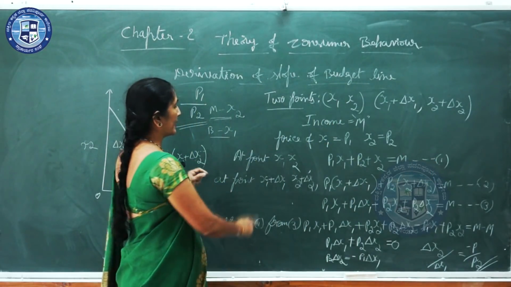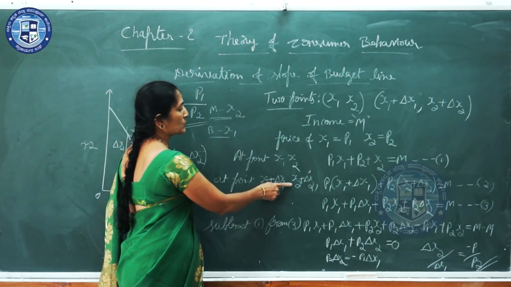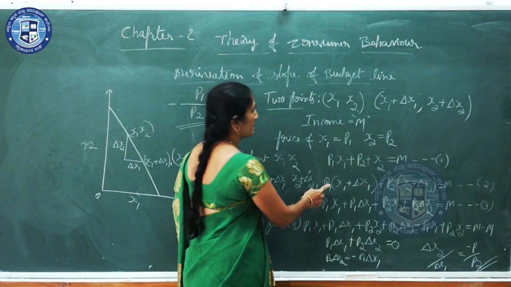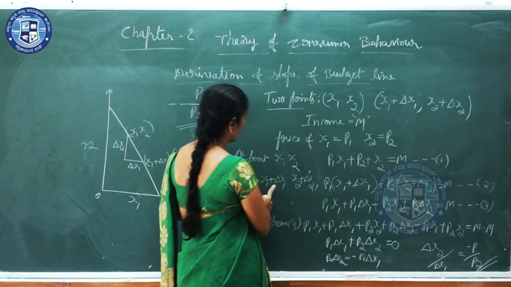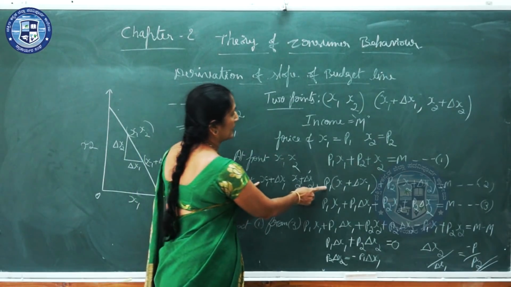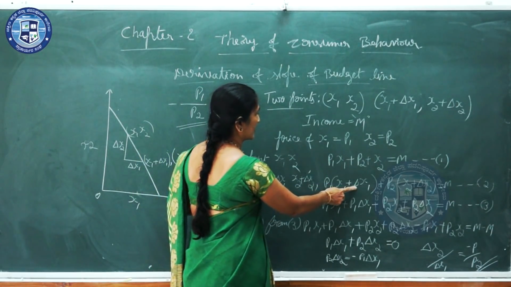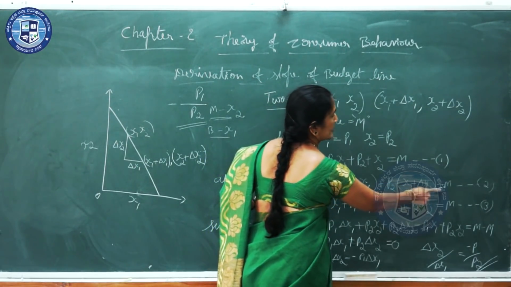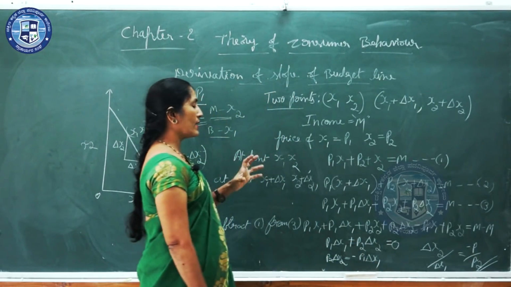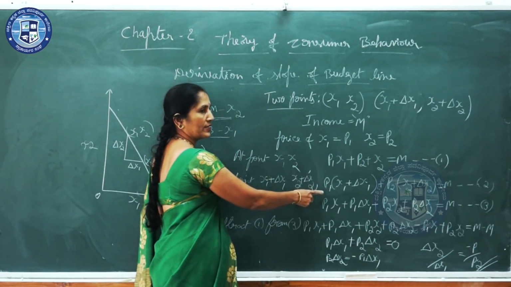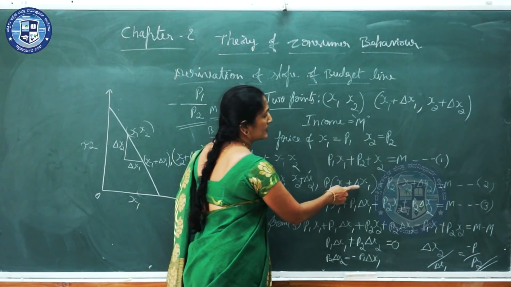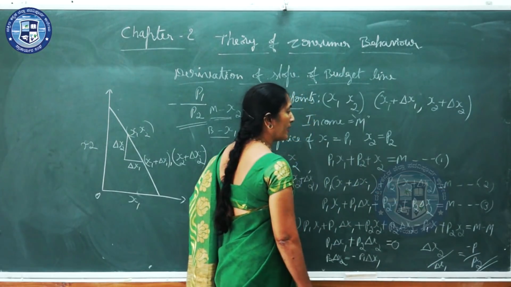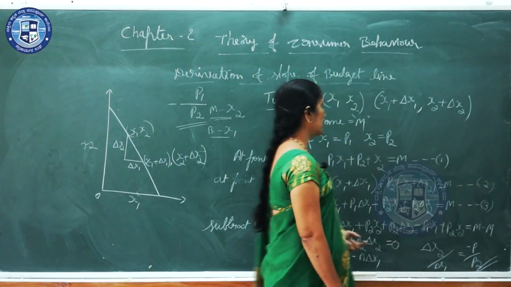Then at the point x1 plus delta x1, x2 plus delta x2, we add the prices: P1 times x1 plus delta x1, plus P2 times x2 plus delta x2, is equal to M. These are the prices of the changes in the 2 commodities. We take that as equation number 2.